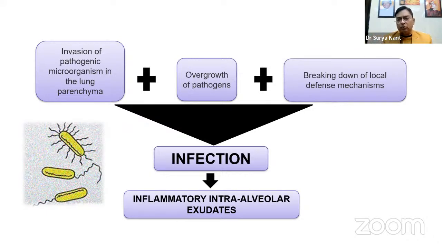If the immunity of the host is very good, then of course infection will occur, but it will not result in pneumonia. If the immunity of the host is poor, then of course infection will occur and develop into community acquired pneumonia. And what is pneumonia? It is ultimately the development of inflammatory intra-alveolar exudates, and that's why alveoli get filled with such exudates, and that's why the term consolidation has been given to such a state when alveoli are filled with these exudates.